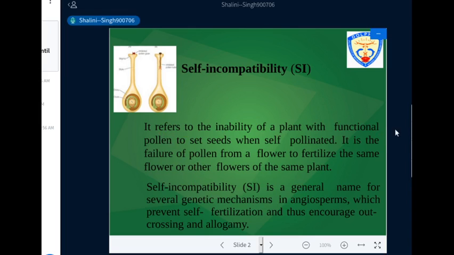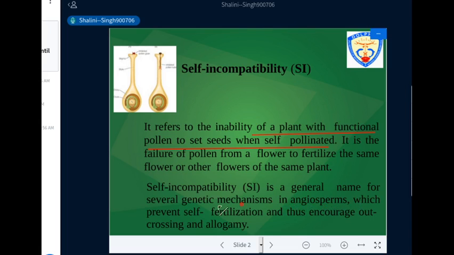Self-incompatibility refers to the inability of a plant with functional pollen to set seeds when self-pollinated. So it is the failure of pollen from a flower to fertilize the same flower or other flowers of the same plant. And this pollen is functional, but due to self-incompatibility, it fails to fertilize the flowers.